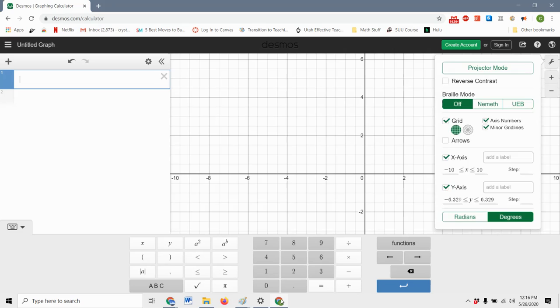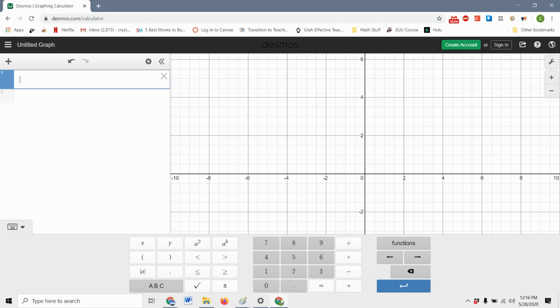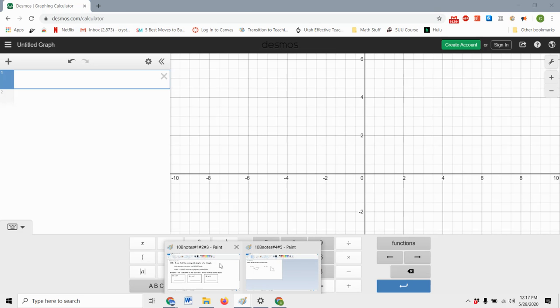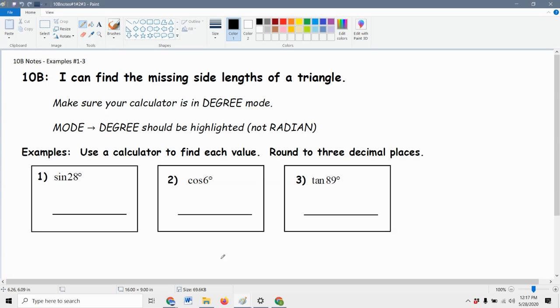So we want to make sure to do that. If you have your own graphing calculator, make sure that you are changing that to degree mode or making sure that it's already on degree mode. Okay, let's go back to these problems.